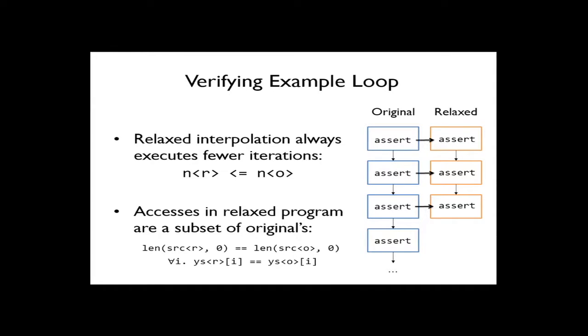Now, for verifying this specific example that we have here, the observation to make on how this proof goes through is that this relaxed execution is always going to execute for fewer iterations, given this fact that we have from our relaxed program: that n in our relaxed program is going to be less than or equal to n in our original program. And what that means is if we were to think conceptually about taking these two executions, my original program and my relaxed program, and I execute them in lockstep together through all these iterations of the loop, I would see that at some point my relaxed program is going to terminate and my original program is going to continue on for the remainder of its execution.